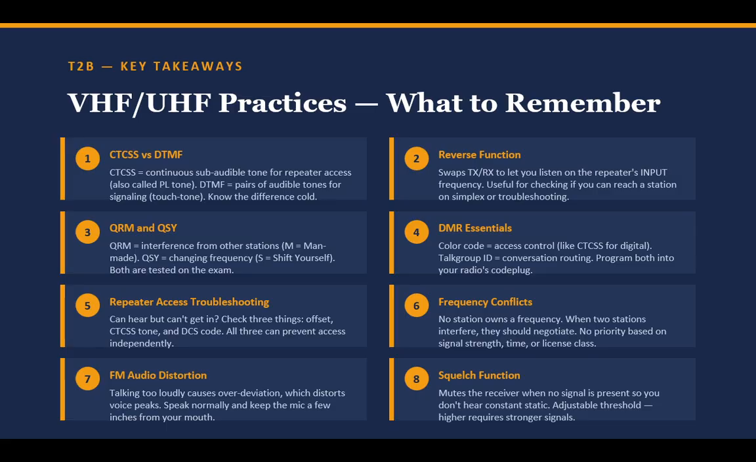7. FM audio distortion. Talking too loudly causes overdeviation, which distorts voice peaks. Speak normally and keep the mic a few inches away from your mouth. 8. And the squelch function. It mutes the receiver when no signal is present, so you don't hear constant static. Adjustable threshold. Higher requires stronger signals.